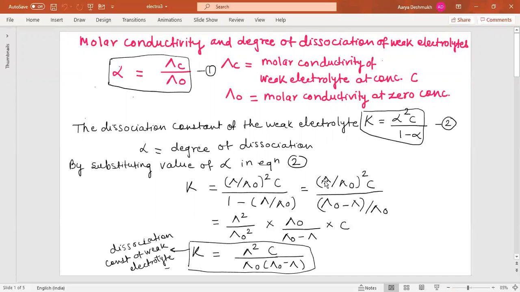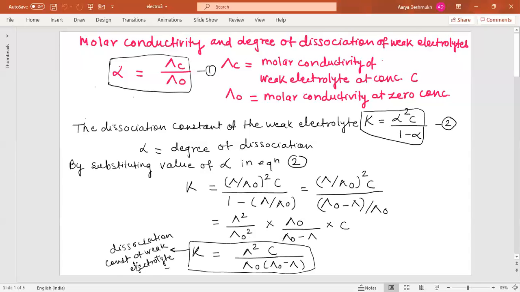If you further simplify this, you will get lambda upon lambda 0 whole square into C, divided by lambda 0 minus lambda divided by lambda 0, that means 1 minus lambda upon lambda 0. This can be written in this way also: lambda square upon lambda 0 square. So we solve this bracket: lambda square divided by lambda 0 square into lambda 0. This lambda 0 goes to the numerator, lambda 0 divided by lambda 0 minus lambda, into C. So this C is written here.